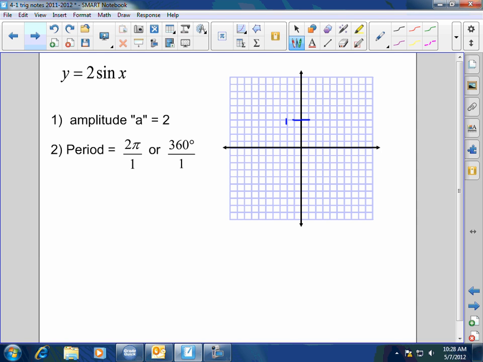So that's 1, and that's 2. And then I've got 1, 2, 3. That's negative 1, 2, 3, and that's negative 2. So I'm setting up my graph because I know that I'm going to go as high as the 2 and as low as the negative 2. In this particular case, my period is 2 pi over b. The b is 1 in this particular case, so my period is 360 degrees, or 2 pi.